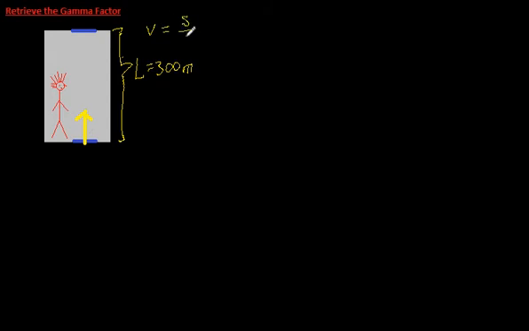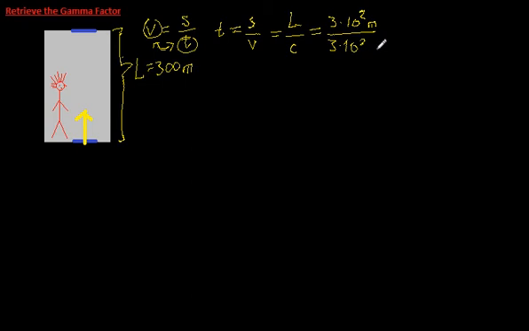So velocity is straight over time, the speed is straight over time, and therefore if we interchange these two variables, time is equal straight over velocity, and in our case straight is the height of the ship and velocity, the speed, is equal to the speed of light. If we put numbers into it, we have L equal 3 times 10 to the 2 meters, 300 meters, and the speed of light is 3 times 10 to the 8 meter per second.